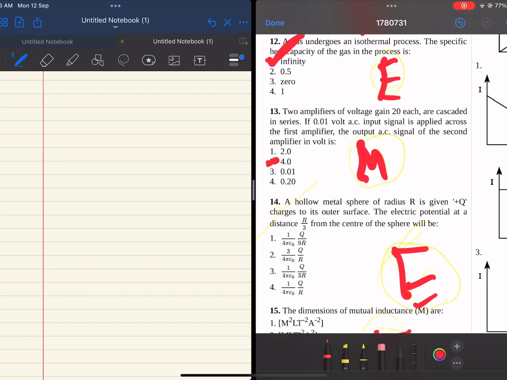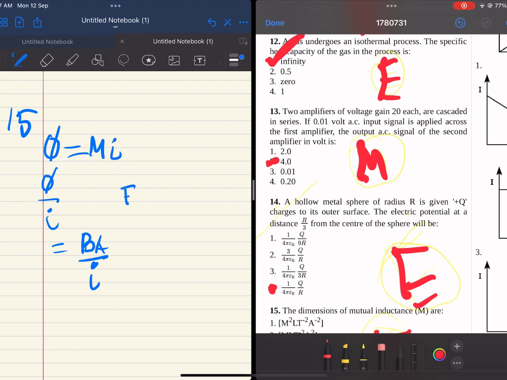Now the dimensions of mutual inductance for the 15th question. We know that flux is equal to mutual inductance times current. So mutual inductance is flux per unit current. We know flux is equal to B times area. In terms of dimensions, we are not taking into account the number of turns. So it is BA by current. And now we know force is equal to BIL.